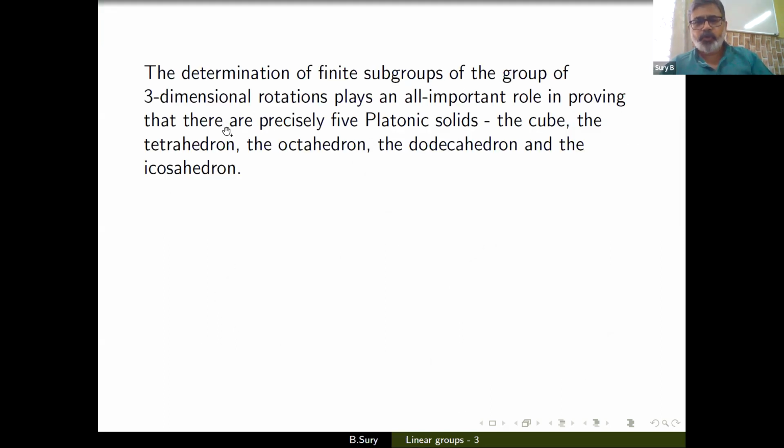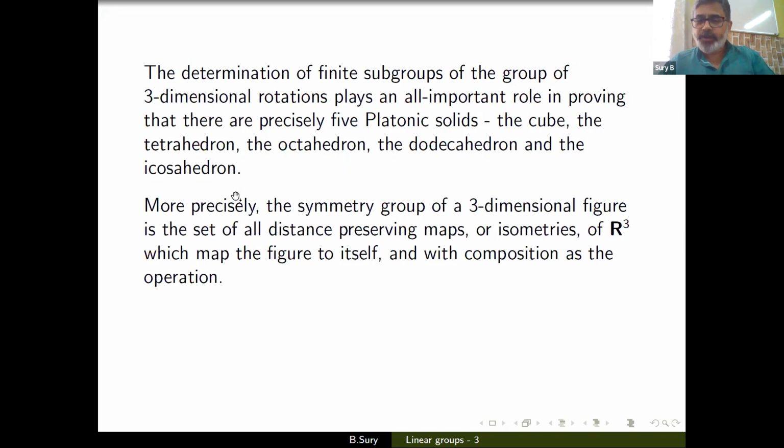Determination of finite subgroups of the group O3 or SO3 plays an all-important role in proving that there are only 5. So, how do you show that these are the only 5 Platonic solids? That problem is equivalent to finding finite subgroups of SO3, or actually, I should say O3.